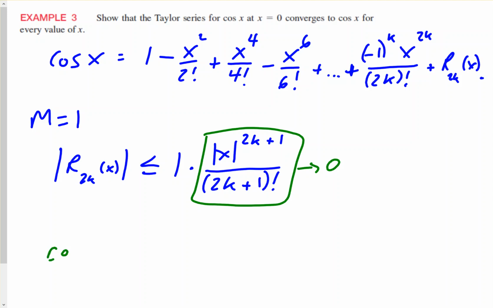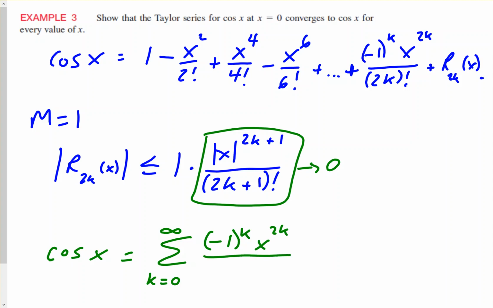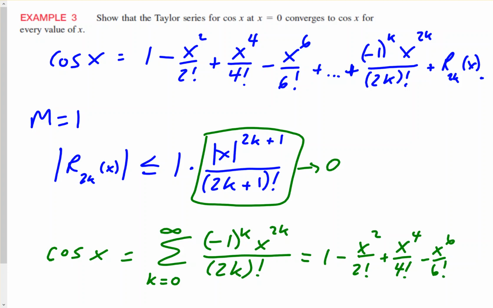Okay, so we would say cosine x is equal to summation k equals 0 to infinity of -1 to the k x to the 2k over 2k factorial, which is equal to 1 minus x squared over 2 factorial plus x to the 4th over 4 factorial minus x to the 6th over 6 factorial, dot dot dot.